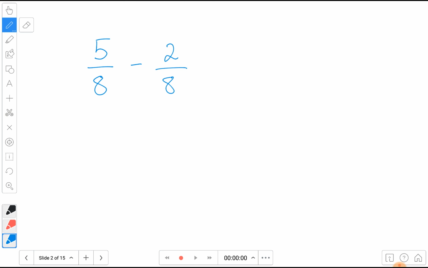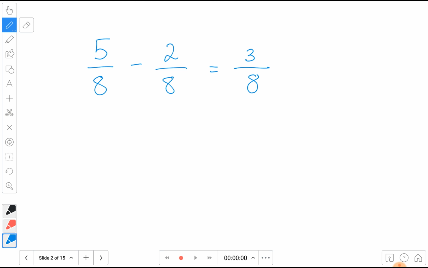Because the denominator is the same, we can just look at what's happening on the numerators. So 5 minus 2. 5 minus 2 is 3. And the denominators are the same, so the denominator in the answer is the same. So that makes it quite straightforward. So we can do this algebraically.